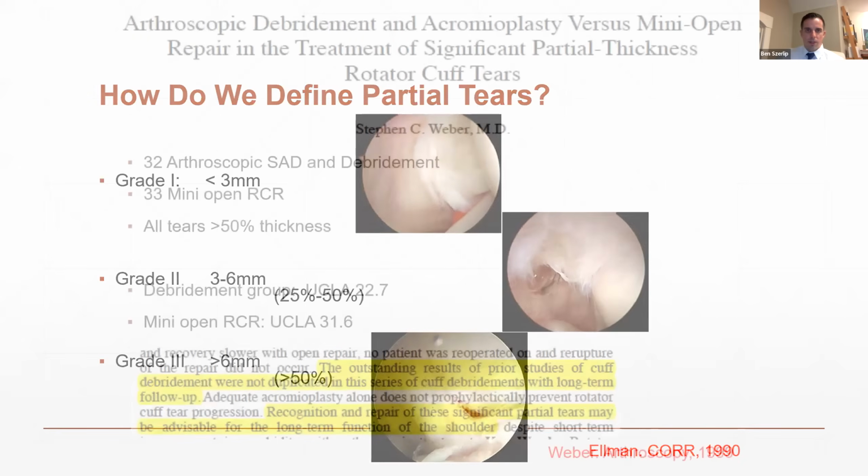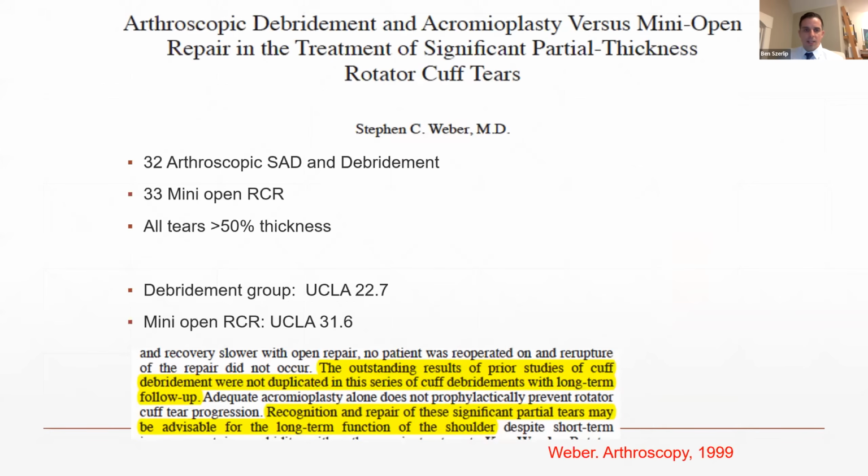Next slide. In 1999, 10 years later, they found, in the highlighted section, the outstanding results of prior studies of debridement. Meaning if they just trim down some of those frayed fibers, that would be adequate. Their finding is actually that it didn't hold up, with recognition of the repairs, and maybe it's better to repair some of them in tears over 50% thickness. So this is what they found.